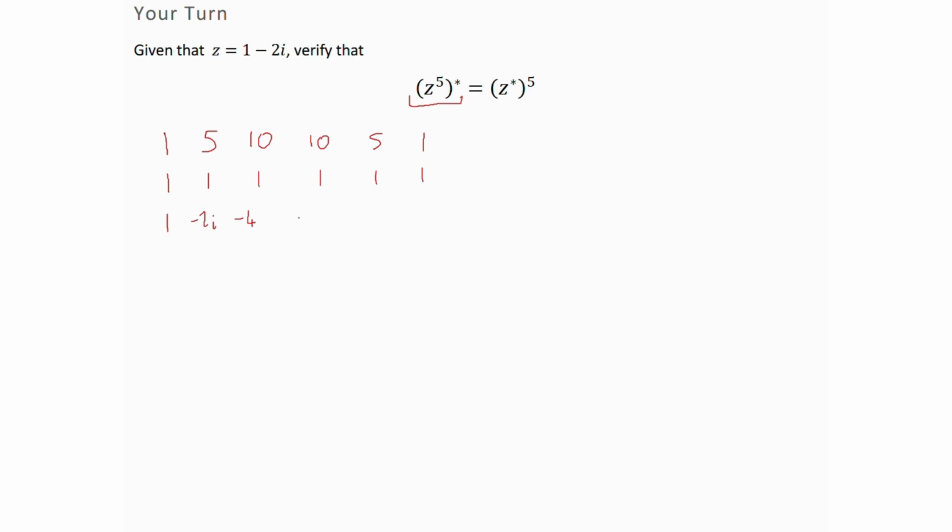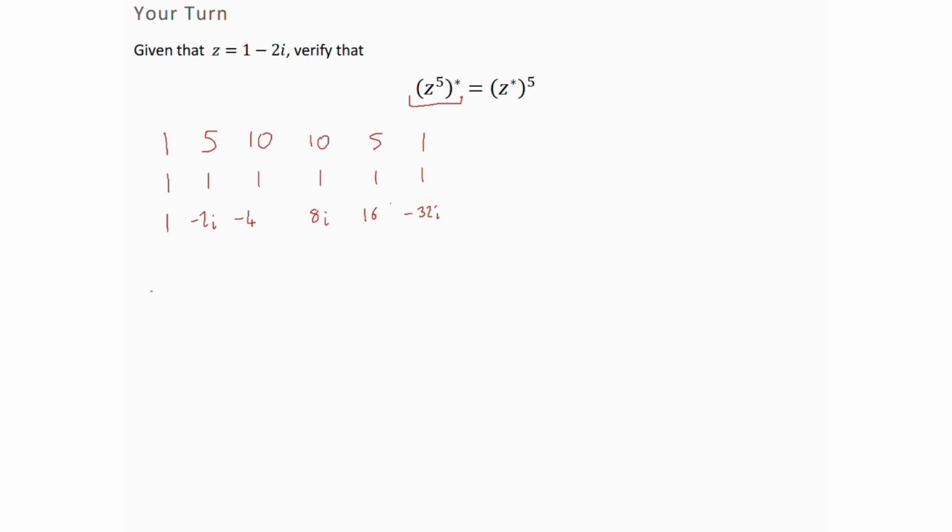Minus 2i all cubed will be minus 8i cubed. i cubed is equal to negative i, so this becomes 8i. Minus 2i all to the power of 4 is going to be 16i to the 4. But i to the power of 4 is equal to 1, so that disappears. And minus 2i to the power of 5 is minus 32i to the power of 5. But i to the power of 5 is just the same as i.